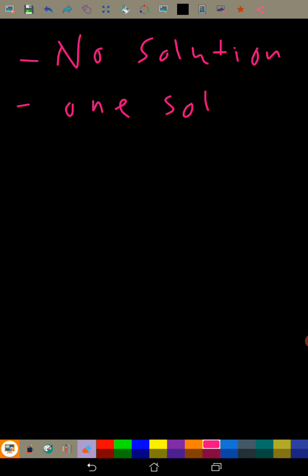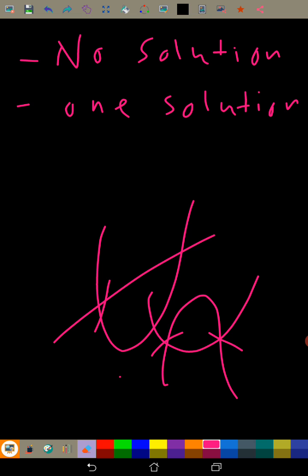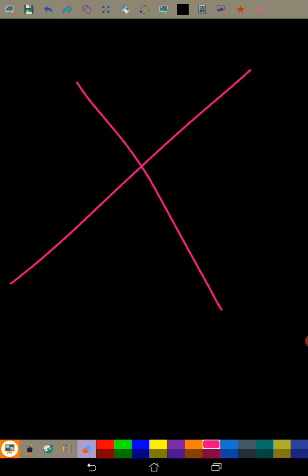So every system of linear equations has either no solution, exactly one solution, or infinitely many solutions. So no solution, this is possible. One solution. They are not going to have two solutions, like a curve and a line, or two curves. It's not possible, because a line goes here and goes there. It's not going to go here and then back there. So it's going to cross only at one point.